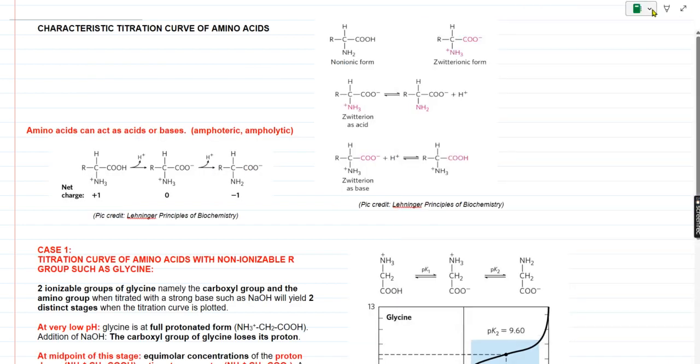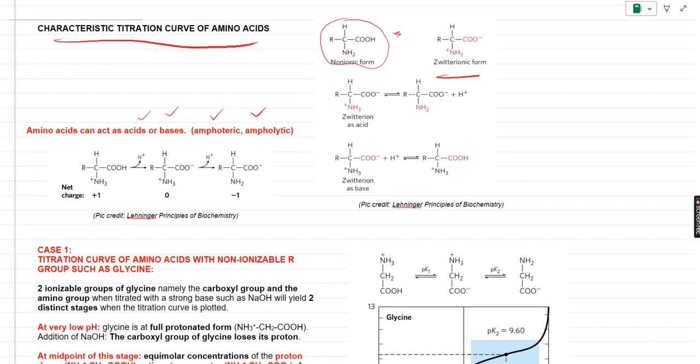Moving on. Now I'm going to talk about a very important topic, the characteristic titration curve of amino acids. We all know that amino acids can act as acids or bases because they have the amino group as well as the acid group. They are amphoteric and ampholytic. If you see the picture here, this structure is the non-ionic form because there is no charge existing here. But this is the zwitterionic form, where there is a plus and a minus charge, so electrical neutrality is maintained.